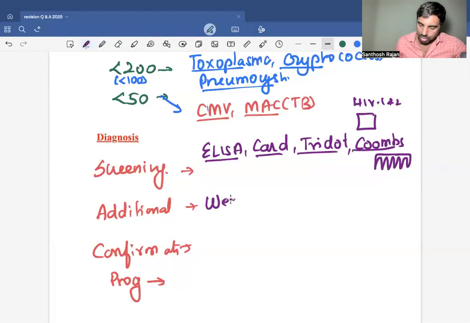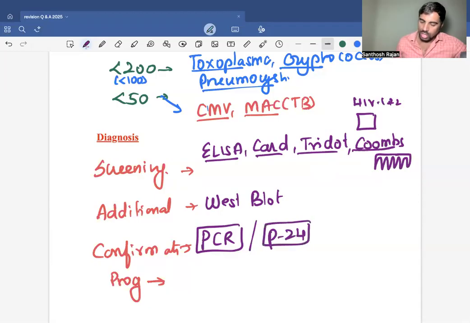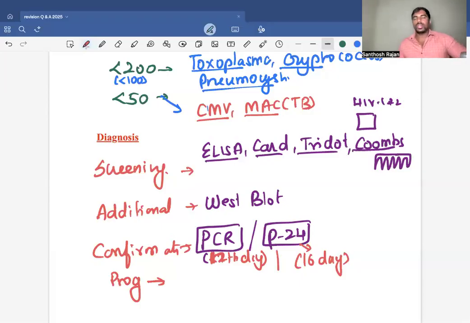Additional test, Western blot. Western blot is no longer confirmatory; we still do it, but the most confirmatory test means PCR, RT-PCR. Another one is p24 antigen. RT-PCR is the earliest to become positive, at the 12th day after intercourse. p24 takes at least 16 days to become positive. So after sex, if someone wants to check earlier, the best is PCR only, at day 12. And p24 takes some time.